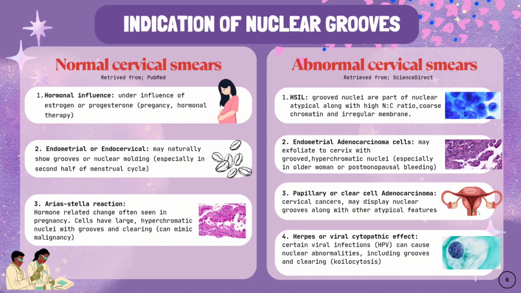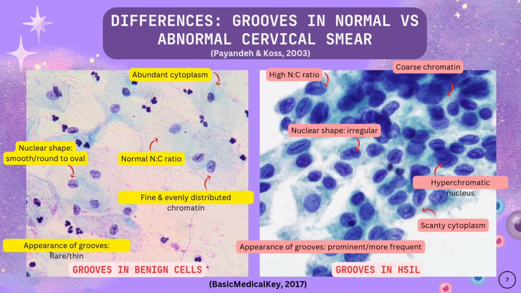Let's start with the normal cervical smears. Nuclear grooves can sometimes appear as a benign finding, usually. To properly identify whether a cervical cell is normal or abnormal, when nuclear grooves are seen, it's important to look at several other cell features, not just the groove itself. In normal cervical cells, nuclear grooves are uncommon, and if present, they appear very faint, but in abnormal cervical cells, like those found in high-grade lesions or cancer, nuclear grooves are prominent and more frequent.